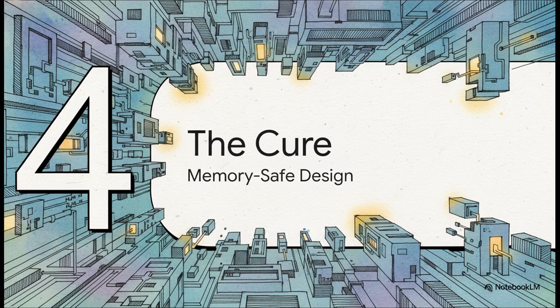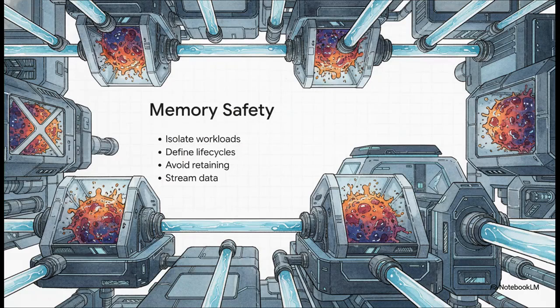Which brings us to our final section, part 4, the cure. Let's talk about memory-safe system design. Memory-safe architecture is really all about containment. If you want to prevent those cascading latency effects, you've got to put up strict guardrails.